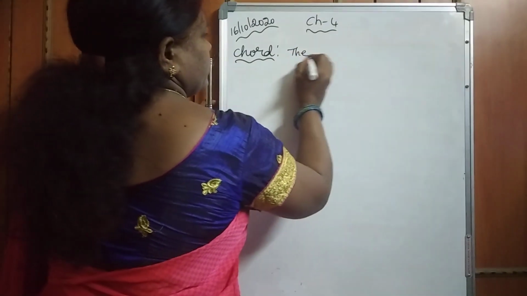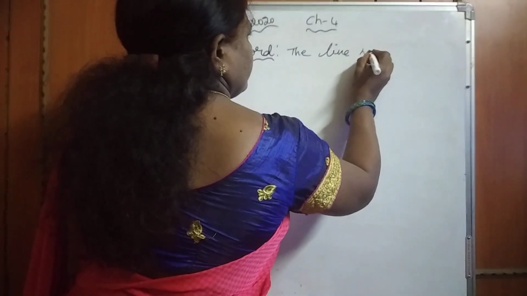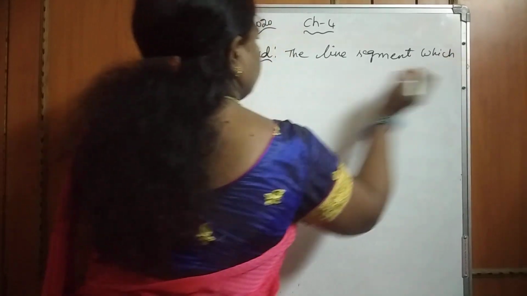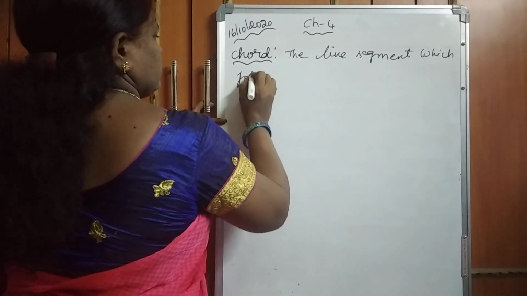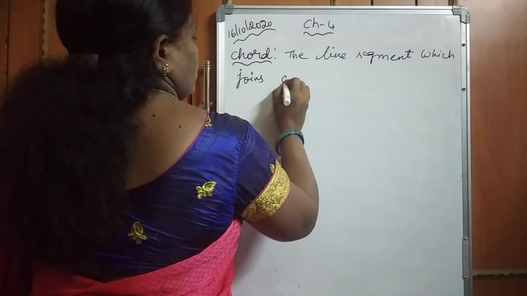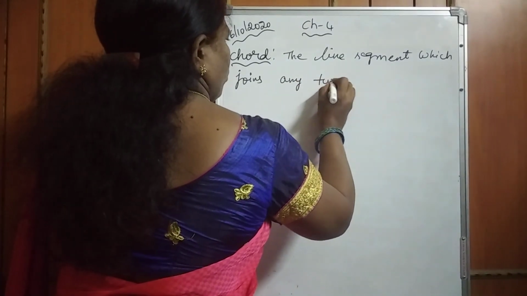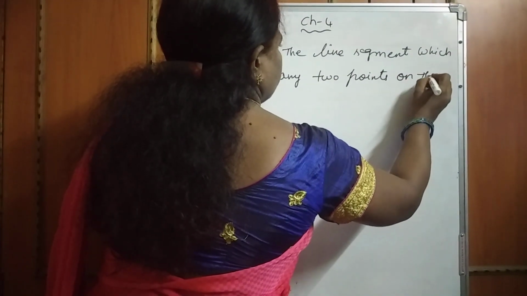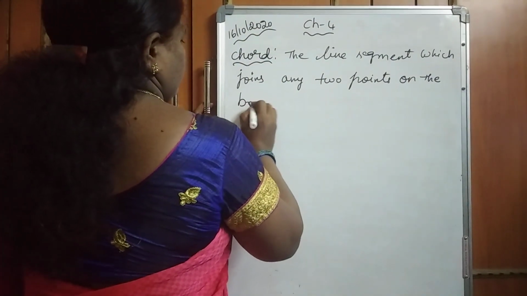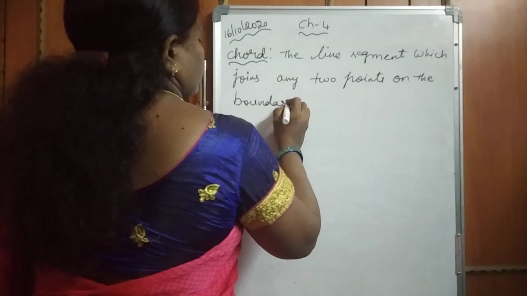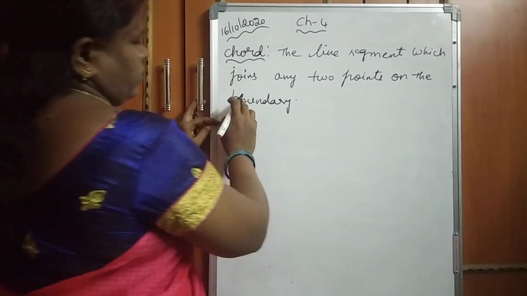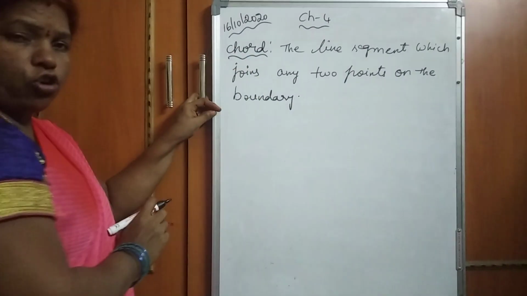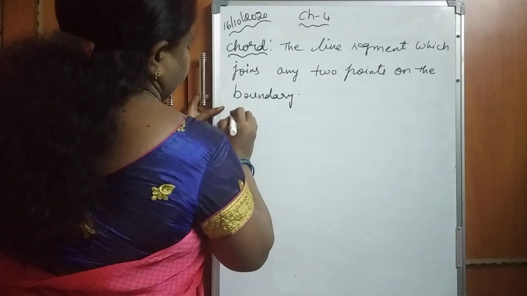The line segment which joins any 2 points on the boundary, it is nothing but the line segment which joins any 2 points on the boundary, we call it as a chord. Now the diameter.